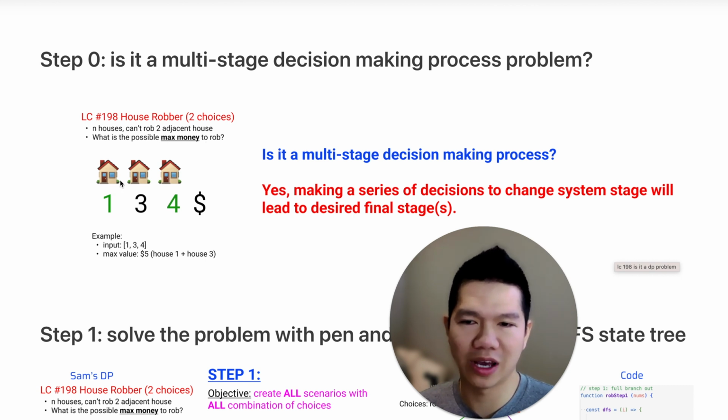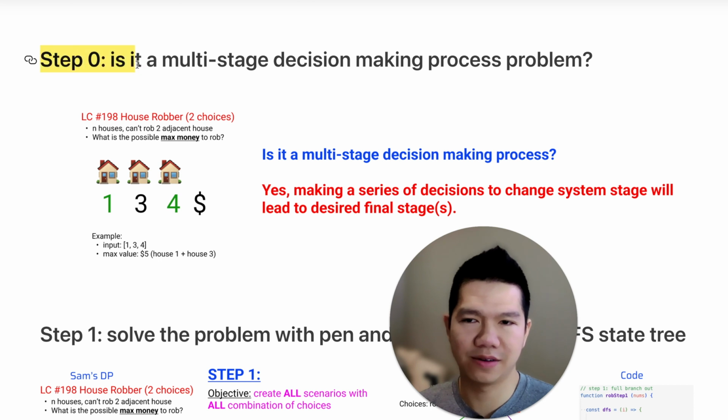In this example, we have three houses with the money in them as an array of 1, 3, and 4 respectively. And as we cannot rob two adjacent houses, we can see that robbing the first house and the last house is going to give us $5. That is the max money that we can rob with this example.